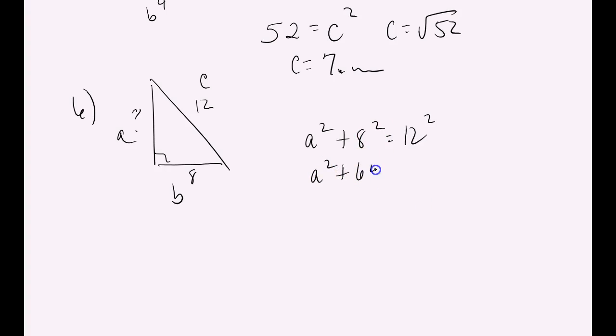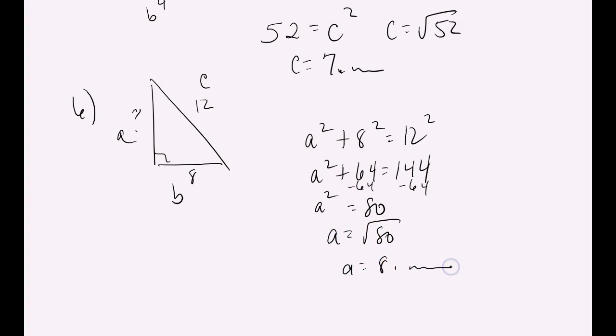Well, 8 times 8 is 64, and 12 times 12 is 144. Now I need A squared by itself, so I need to subtract the 64 from both sides. So 144 minus 64, I think I had this problem in the notes, is 80, which means A is the square root of 80, which means it's 8 point something. Yeah, this was in the video, I think.